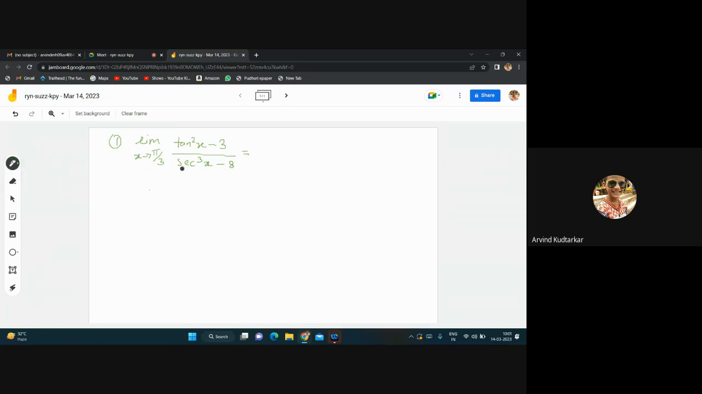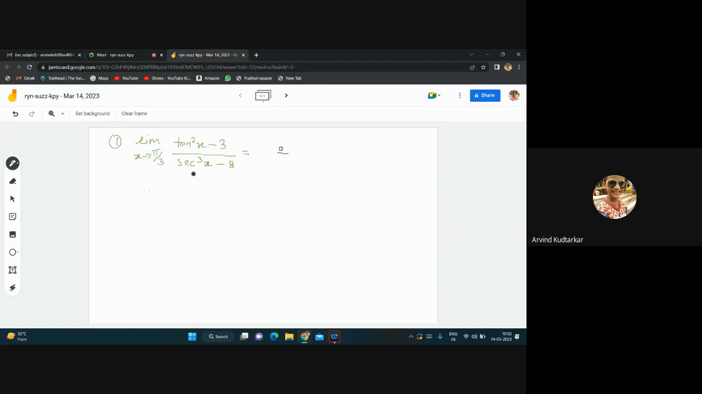So we need to find the solution of the limit of the function. When you apply the limit as x tends to pi by 3, tan of pi by 3, that is tan 60, is what? Root 3. Root 3 square is 3. So 3 minus 3 is what? 0, upon sec cube x.